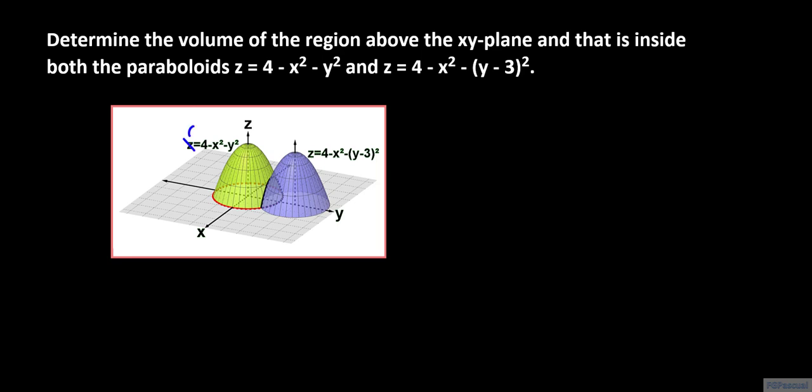Since z is 0 on the xy plane, the trace of the first paraboloid on the xy plane has the equation x squared plus y squared equals 4. This is the equation of the circle on the xy plane that is centered at the origin and with radius 2.